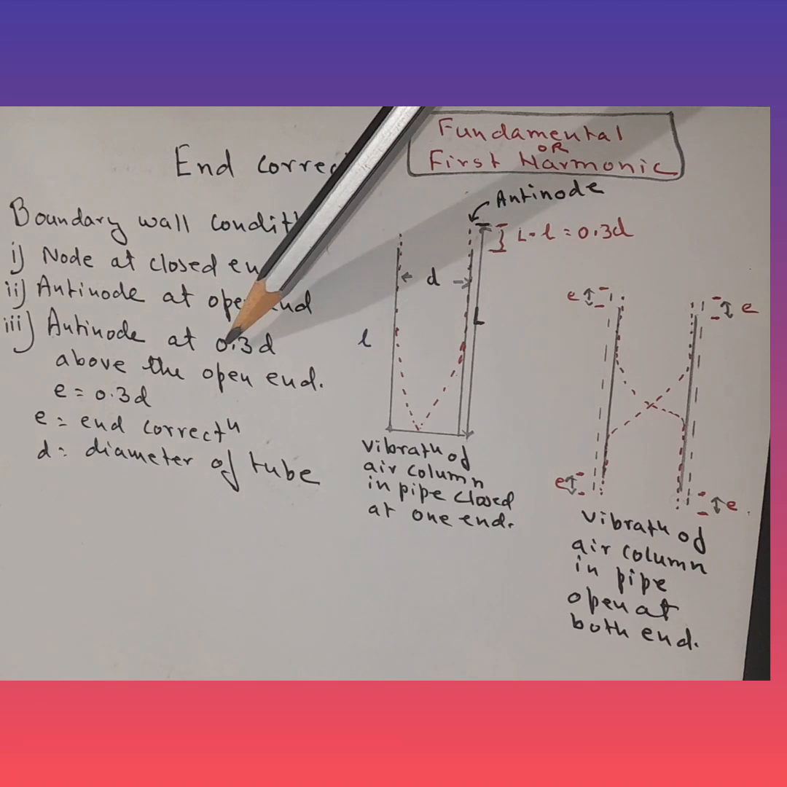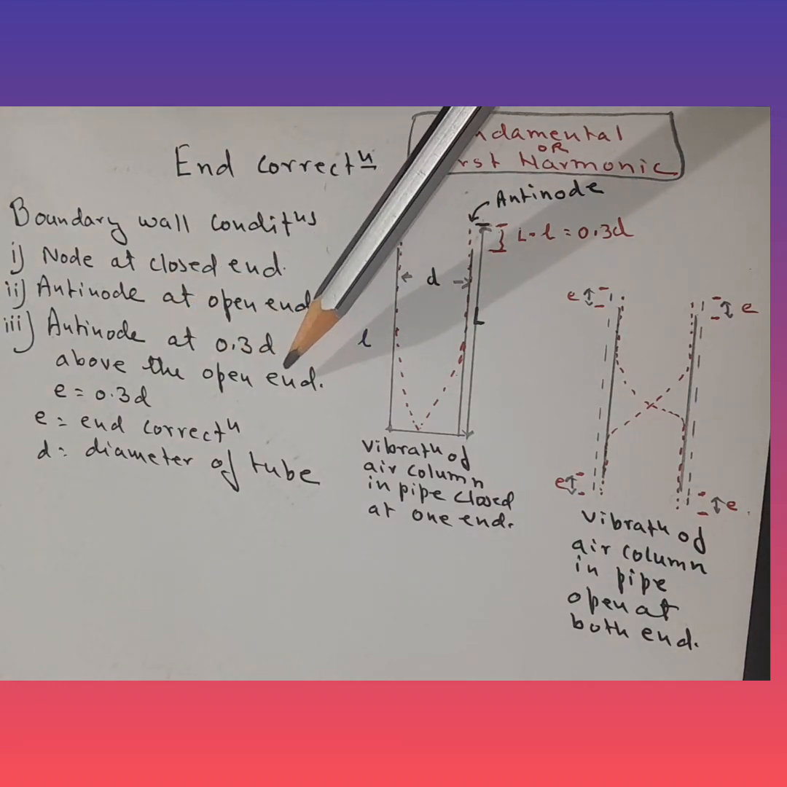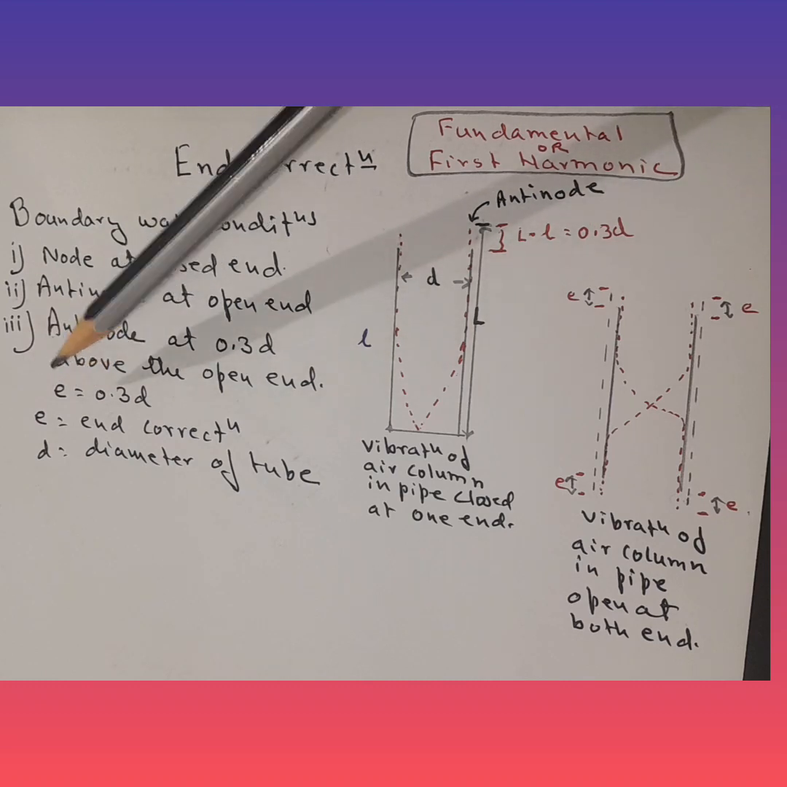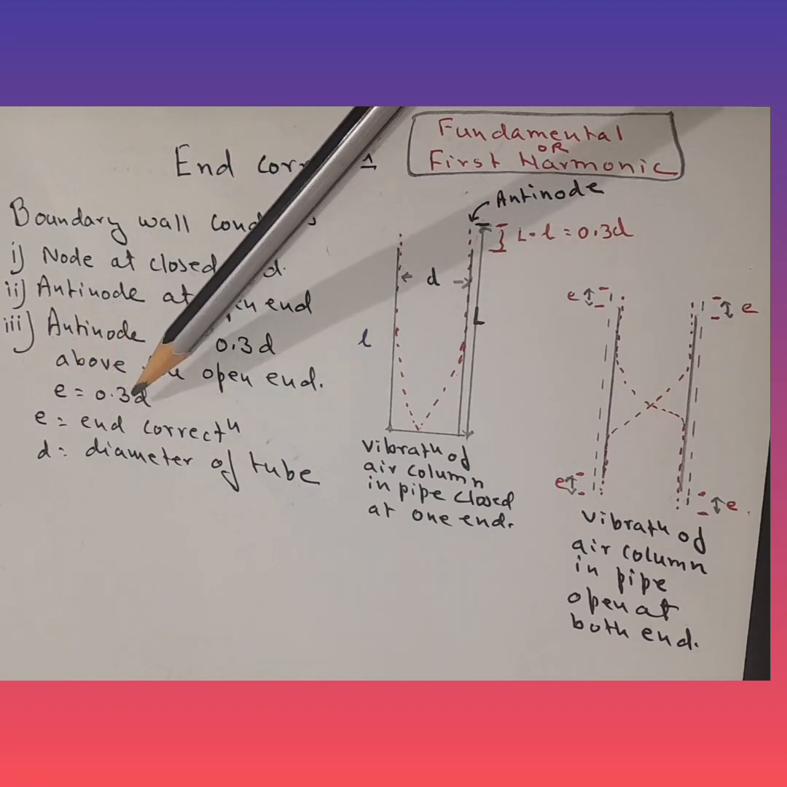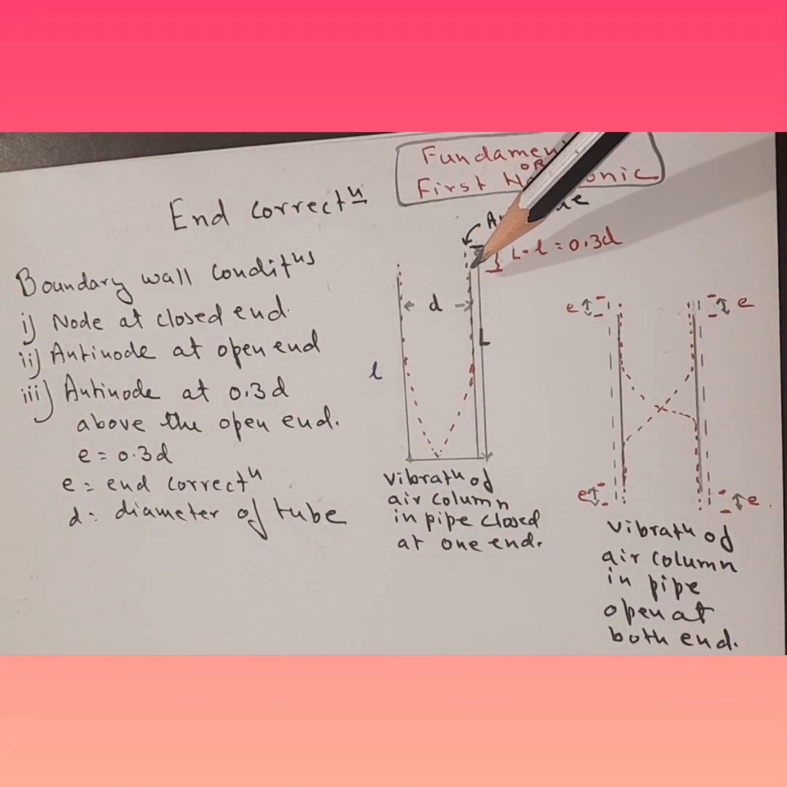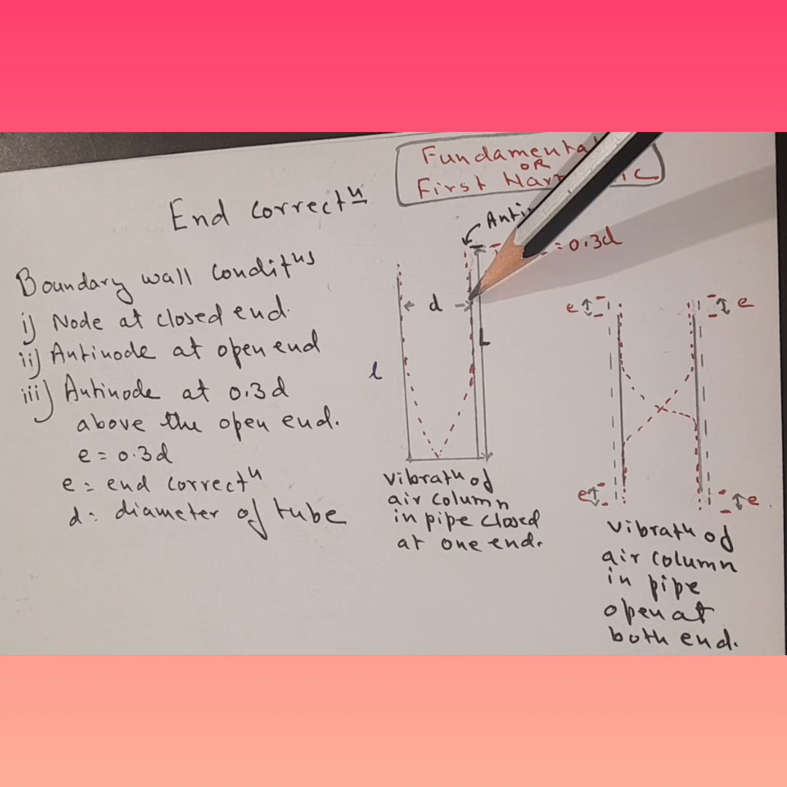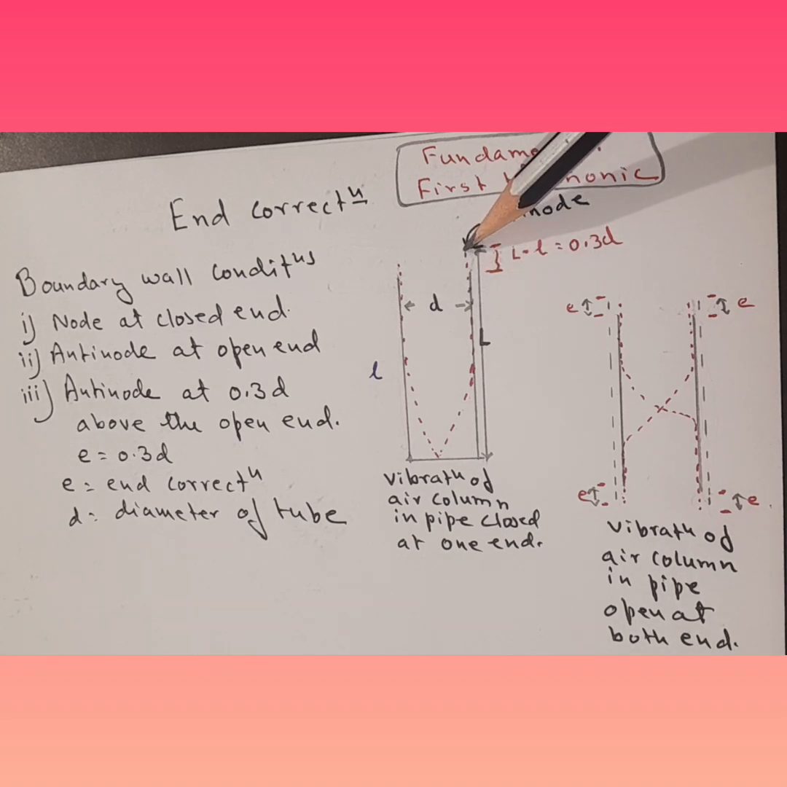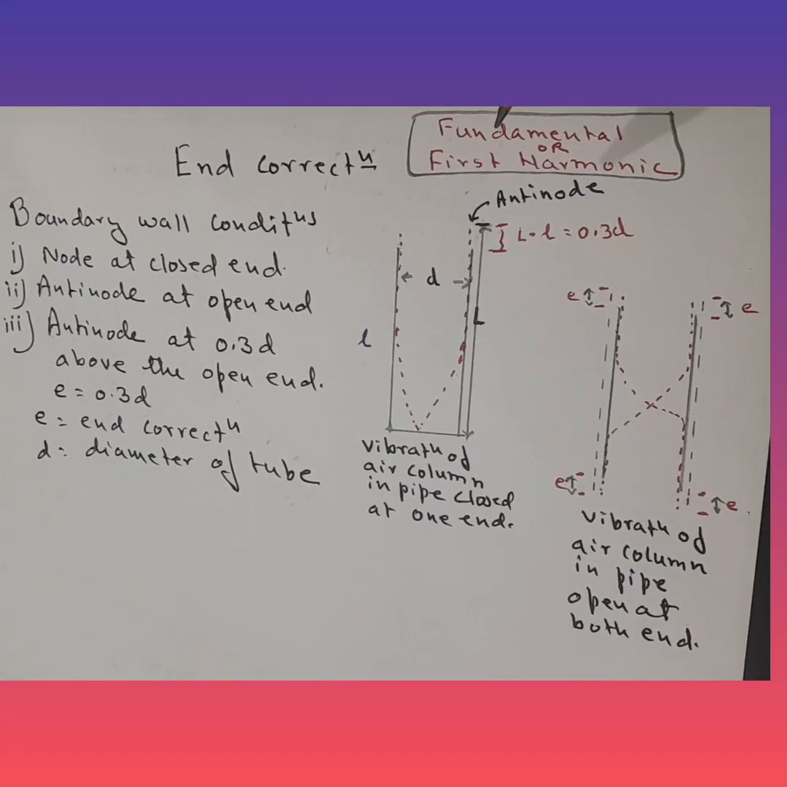So antinode at 0.3D above the open ends that we saw, where end correction is 0.3D, E being end correction, D being diameter of the tube. Alright, reason why antinodes are formed at a distance 0.3D from end of pipe is because the air column is freer there than inside the pipe. So it chooses to form antinode at 0.3D above the closed pipe.